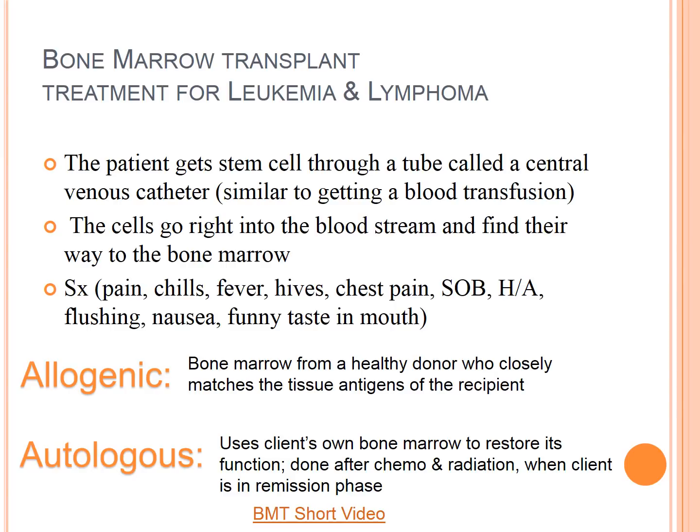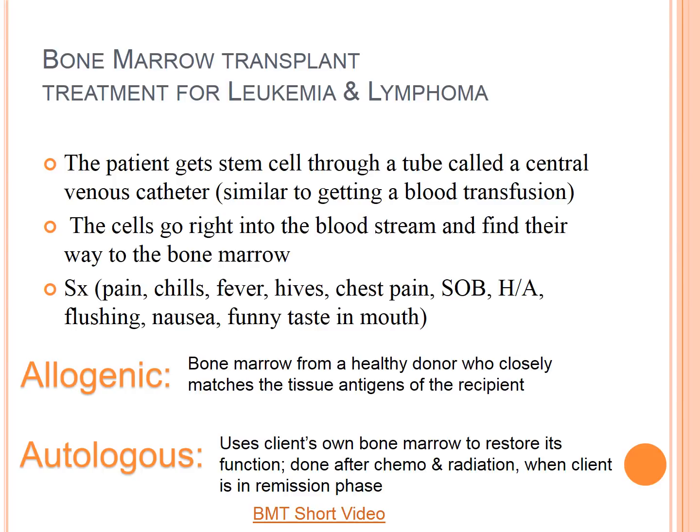Remember how I mentioned the movie My Sister's Keeper, where the parents ended up having another child specifically so that they could help treat their firstborn child with bone marrow transplants, etc. So it can be a family member, or it can be someone off the streets who's donating, and they closely match the antigens of the recipient. The point I want you to get is allogenic is donated.